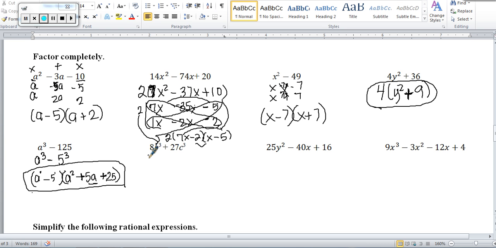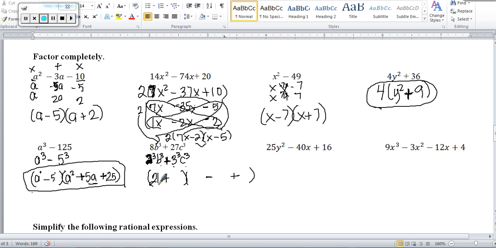So if you write them in their cubed form, 8 is 2 cubed, b cubed, and 27 is 3 cubed, and then c cubed. So again, remember what you do: first you place your signs. So you keep your sign, change your sign, add. Keep, change, add. And then you just put one of each of these in here.